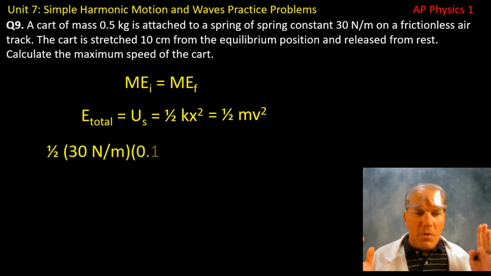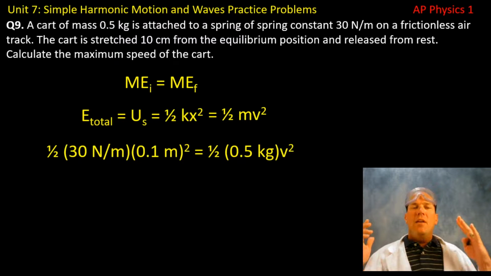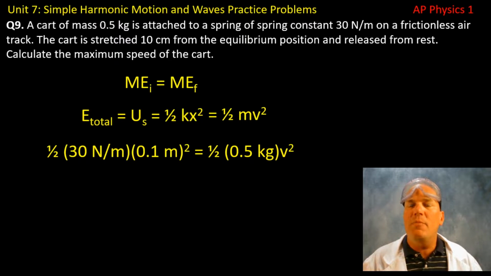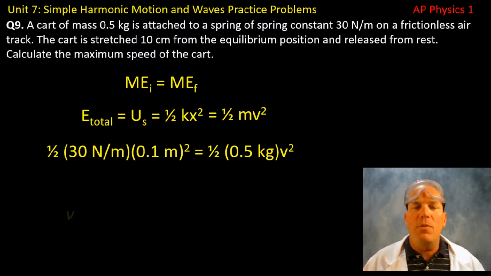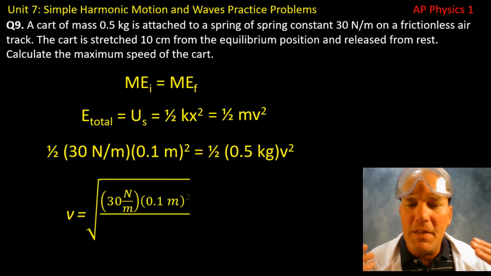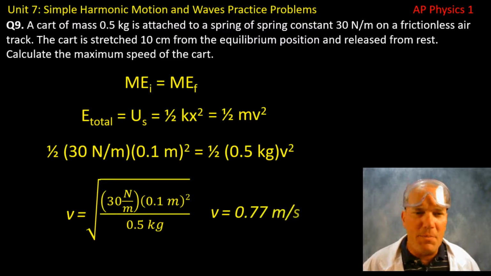So now we can solve this problem. We know k, we were given that. We have our stretched maximum position of 10 centimeters, but we need to put that into meters, 0.1, and it's squared. Set that equal to 1/2 mv squared. Solving for the velocity, which we now know will be the maximum speed, is 0.77 meters per second.